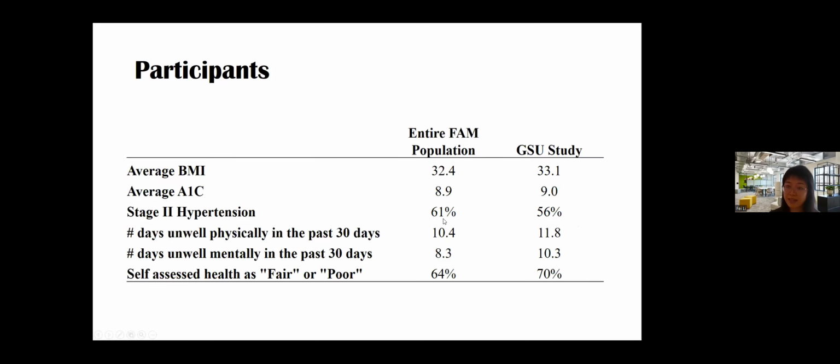And these are their baseline health indicators. Because many patients have diabetes, we report the A1C, and it's very high, indicating uncontrolled diabetes. Hypertension is also common: over half of the participants had stage 2 hypertension when they signed up. On average, they report about 10, 11, or 12 days feeling unwell physically in the past 30 days, and a similar amount of days being mentally unwell. The majority of patients report their health as fair or poor. So these are very sick patients as well.